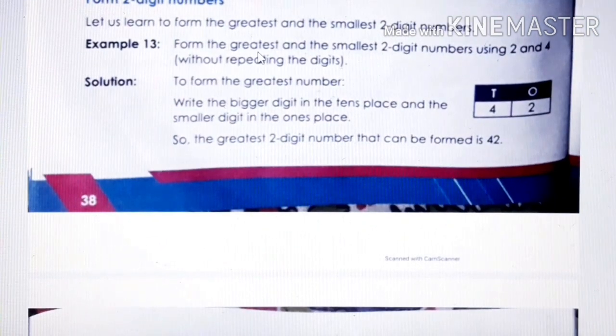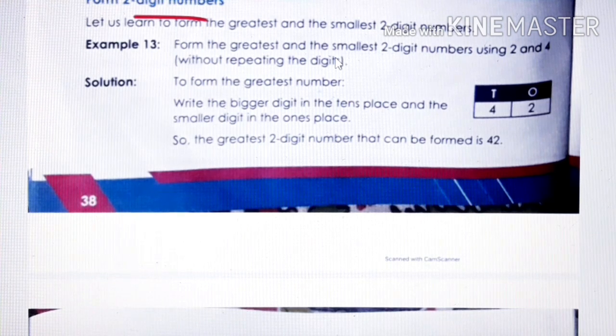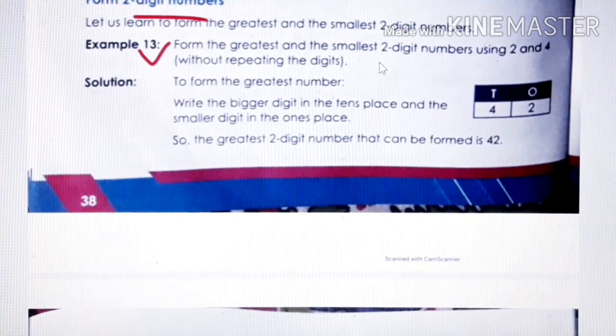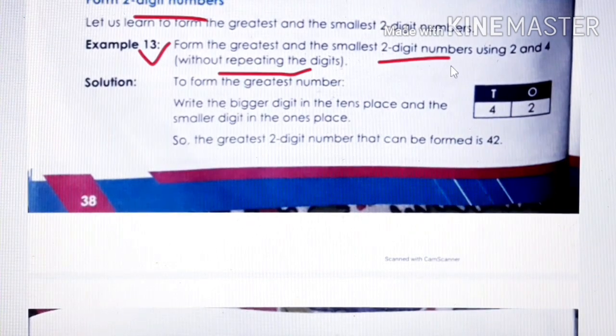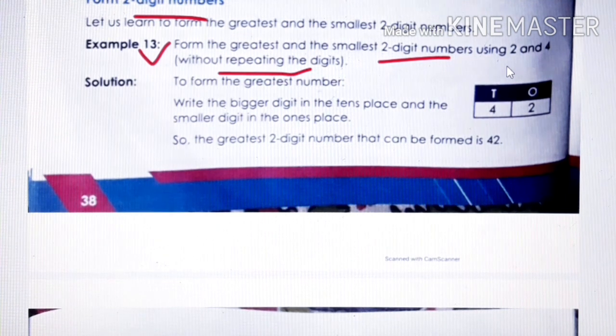Next, form 2-digit numbers. So how to form 2-digit numbers? Example 13, form the greatest and smallest numbers using 2 and 4 without repeating the digit. So we are not going to repeat the digit. Not repeating means, children, we cannot write 2 two times or 4 two times. Okay. So how to form the number?